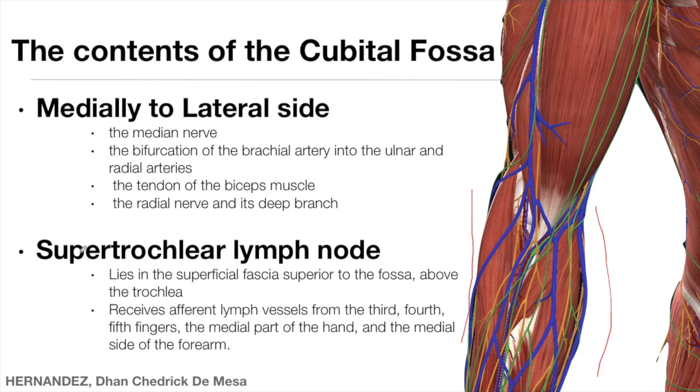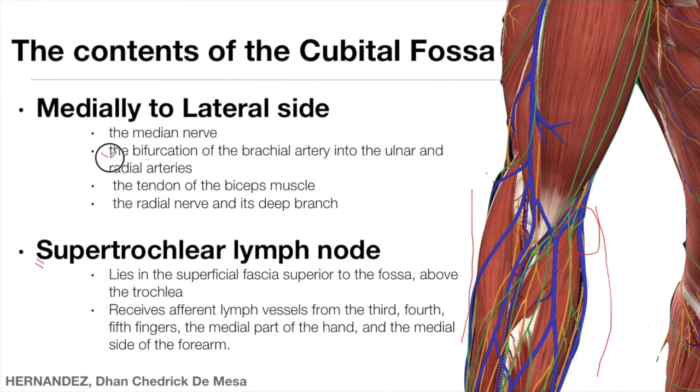And we also have the supratrochlear lymph node, which again is not shown in here. But this structure pala rather, it lies in the superficial fascia superior to the fossa above the trochlea. So, nandito siya, di ba? Somewhere here. Yan. Pero, I think it's not displayed. Sorry, ako yun. I think it's not displayed here. So, we really need to have a virtual simulation on that. And its function is to receive the afferent lymph vessels from the third, fourth, fifth fingers, as well as the medial part of the hand and the medial side of the forearm. Okay.